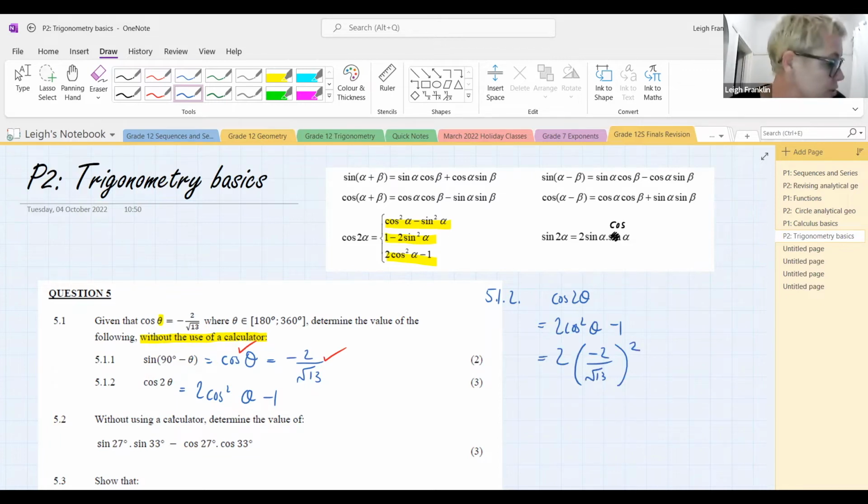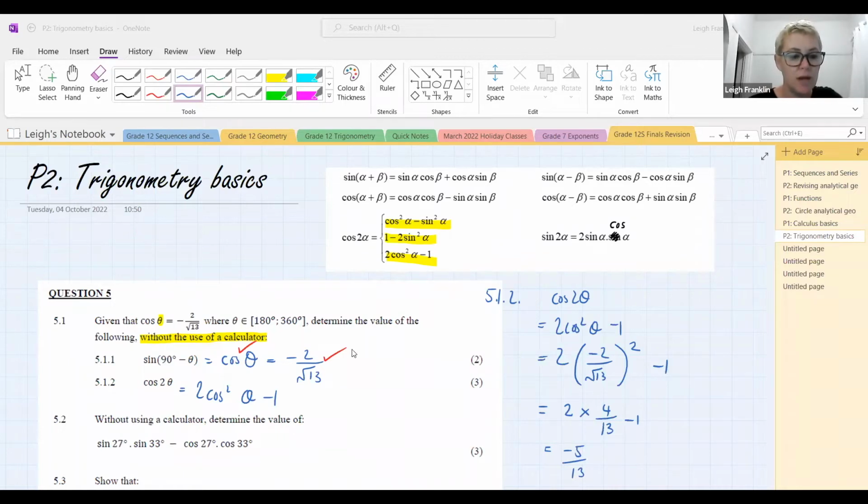And then we need to subtract 1 from it. Okay, so that would leave us with 2 times 4 over 13 minus 1. Okay, so that would be 8 over 13 minus 13 over 13, which is where we would get the negative 5 over 13 from. Okay, number 3 is easy.